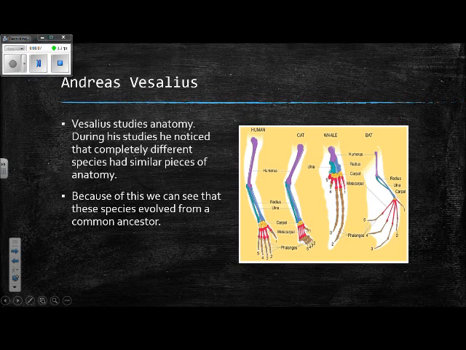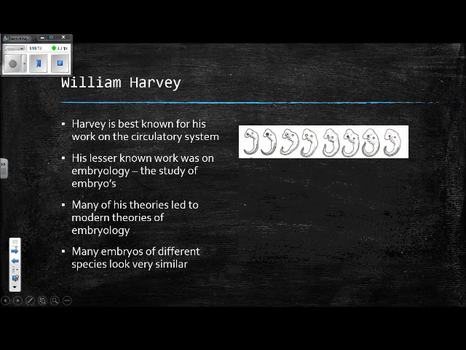Okay, so William Harvey, another scientist, is best known for looking at the circulatory system. That really doesn't help us now. He has some lesser known work in embryology, the study of embryos, which are like the first beginnings of a new organism. Many of his theories led to modern theories of embryology. Many embryos of different species look very similar.